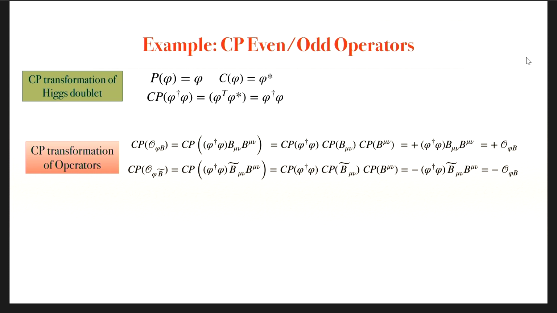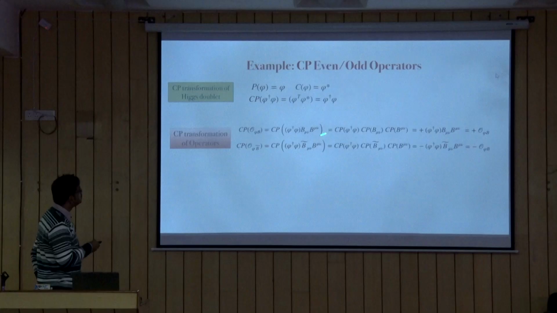Say for example, take this operator O phi B, which is phi dagger phi B mu nu B mu nu. What will be the CP transformation? CP acting on phi dagger phi, CP acting on B mu nu, CP on the other B mu nu. You know that CP on B mu nu picks up a negative sign, and so here, therefore, there will be no change, and the CP transformation on O phi B remains the same.